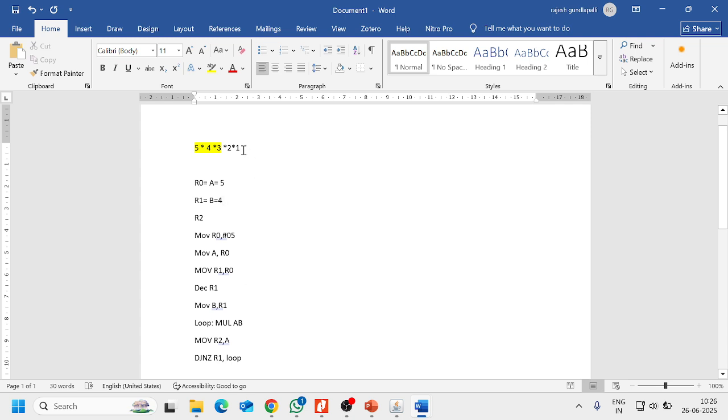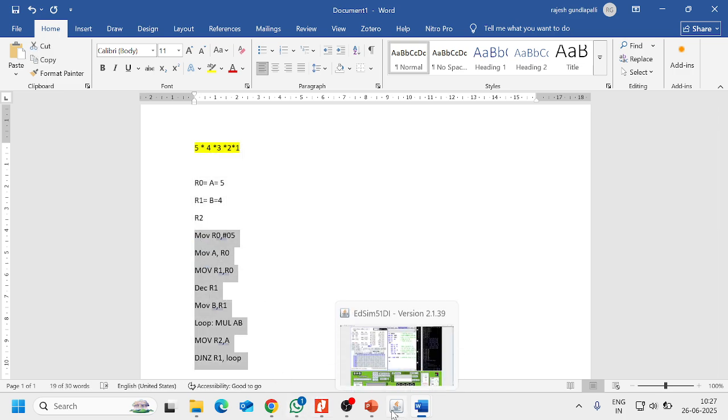So now R1 is 1. Since it is not 0, again we are multiplying it by 1, and you are going to get the result in R2. Then you are decrementing R1. Since it is 0, you are going to come out. So this is a simple program. Now let us see whether this is working properly or not.